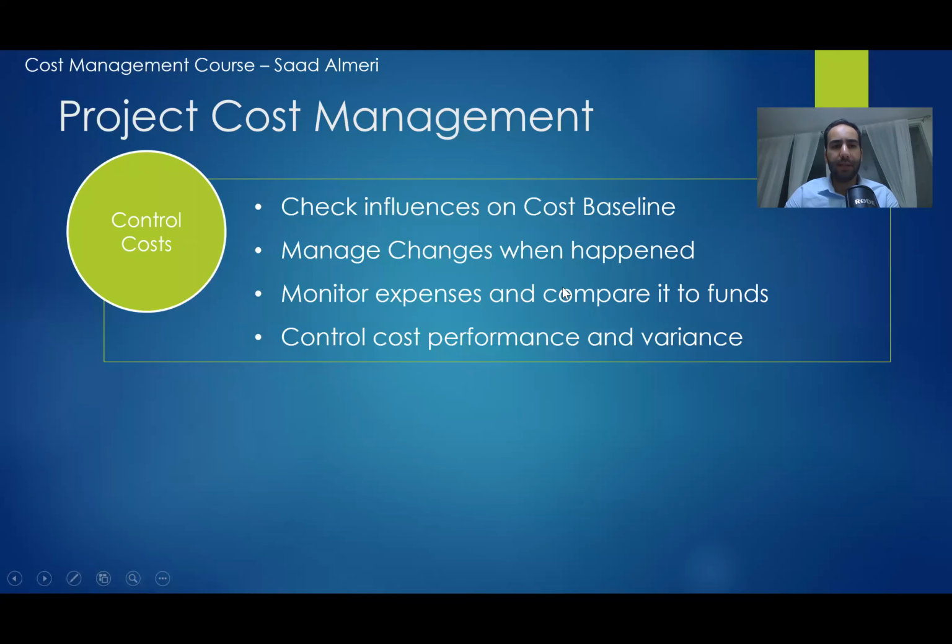The third and the last process in project cost management is to control costs. Here, as defined by the PMI in the PMBOK, the control costs process is the process that we use to check the influences on the cost baseline, manage changes when they happen, monitor expenses and compare them to the funds, and control the cost performance and variance.